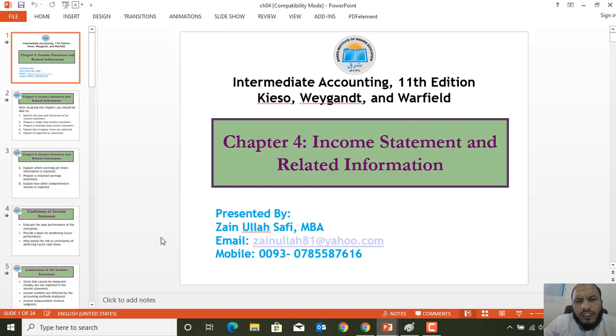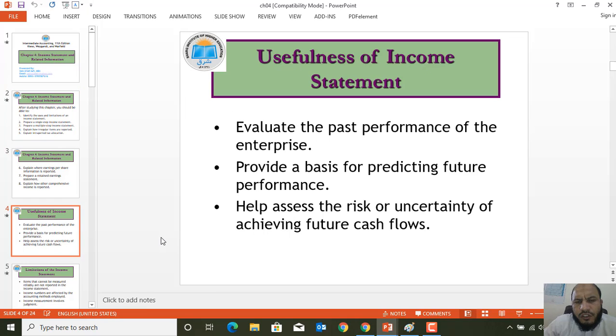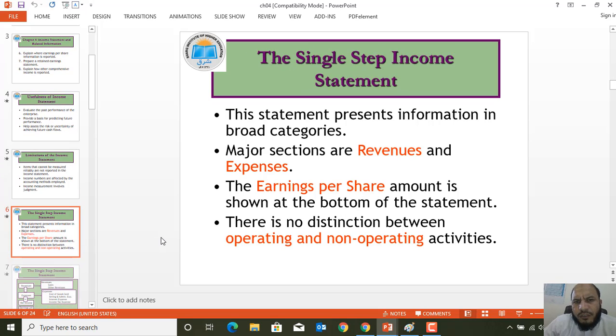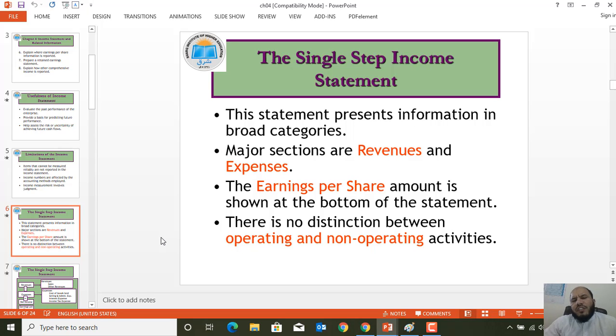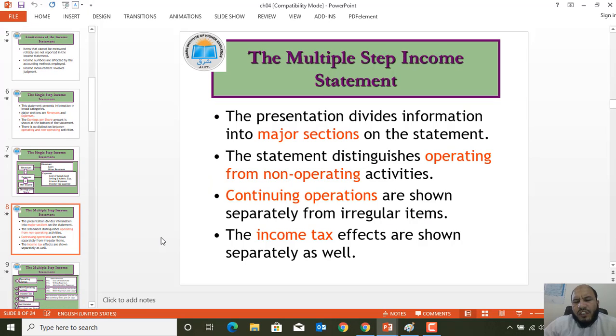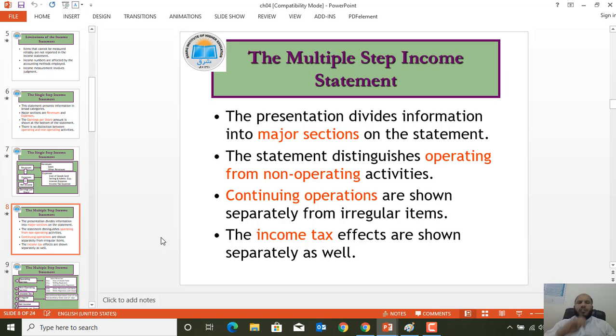Remember that we have discussed the income statement, the usefulness of the income statement, and also its limitations. We have also discussed the single step income statement, where revenue minus expenses is equal to net income or net loss, and here we can find the earnings per share too. Today's topic is the multiple step income statement.